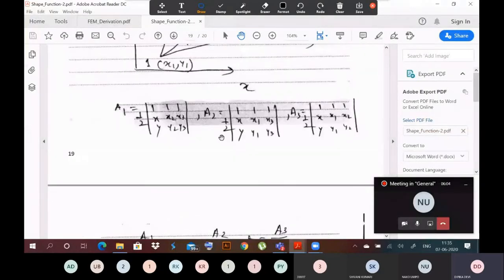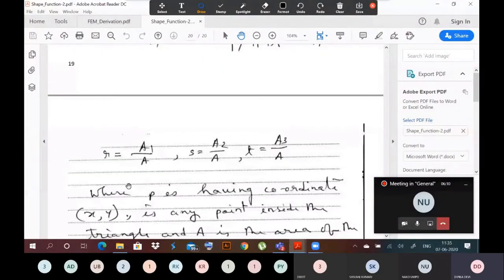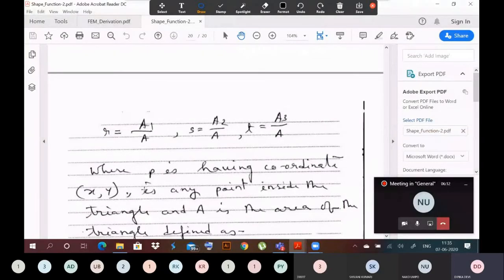S will be 1 at node 2 and 0 at node 1 and 3. T will be 1 at node 3 and 0 at node 1 and 2. So I have already discussed what is written here, where P is having coordinate xy, it is any point within the triangle, and A is the area of the triangle defined as this. Okay, so A is the area of the whole triangle.